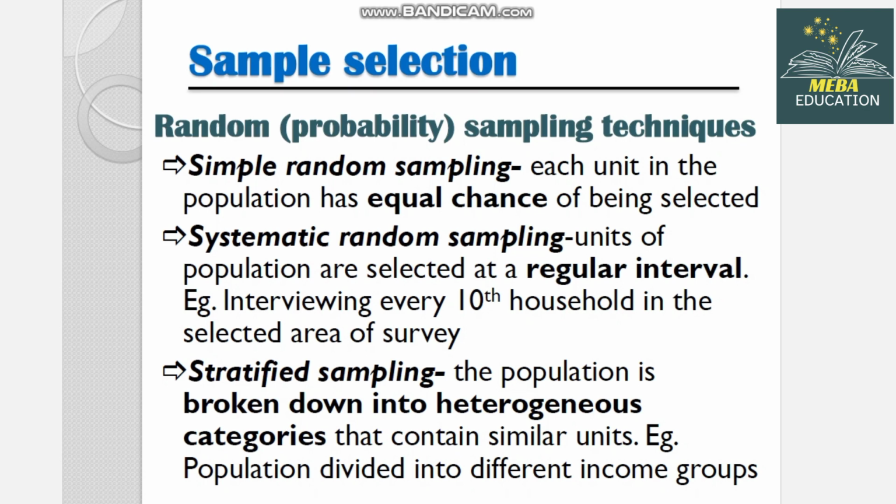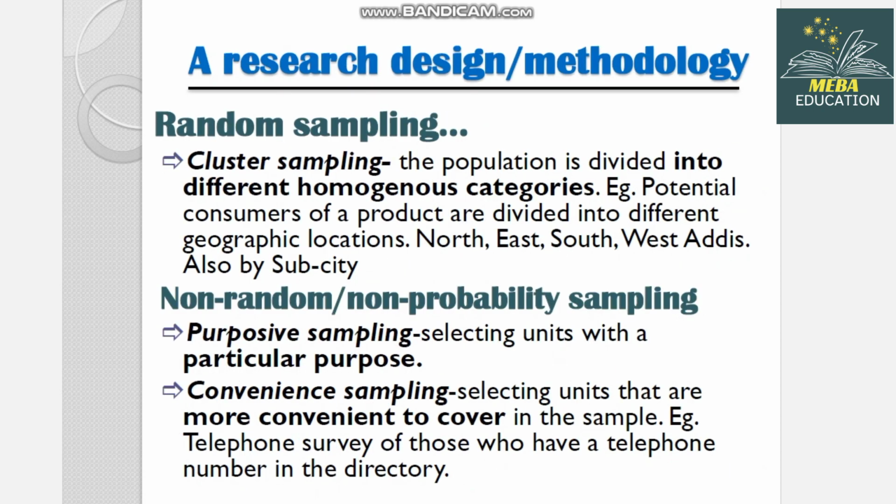Stratified sampling: the population is broken down into heterogeneous categories that contain similar units. Example: population divided into different income groups. Cluster sampling: the population is divided into different homogeneous categories. Example: potential consumers of a product are divided into different geographic locations, north, east, south, west, and also by subcity.